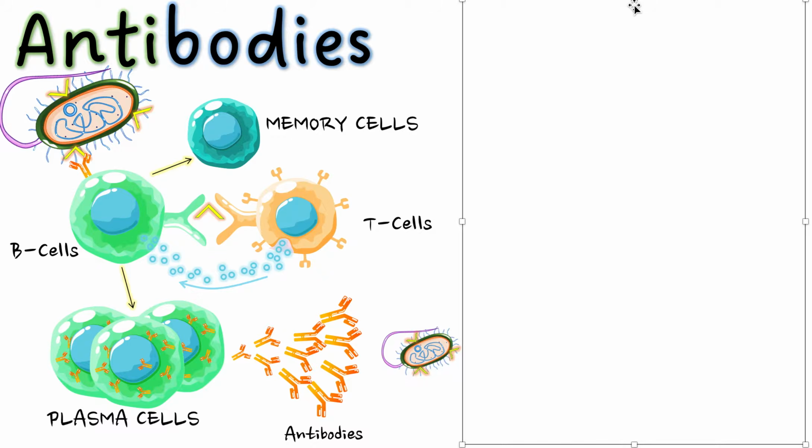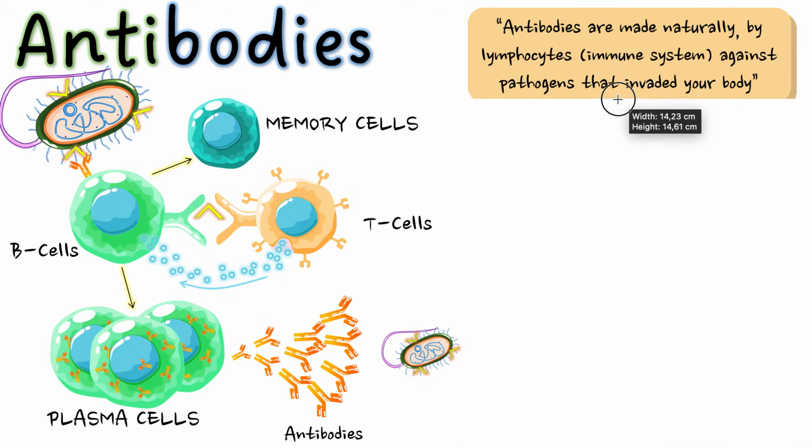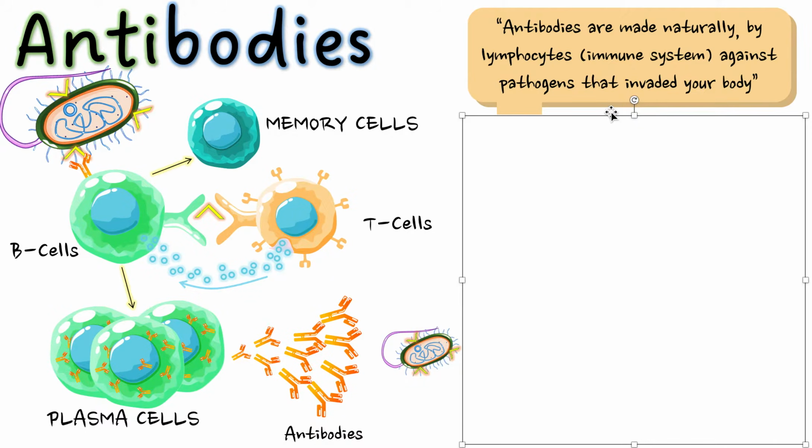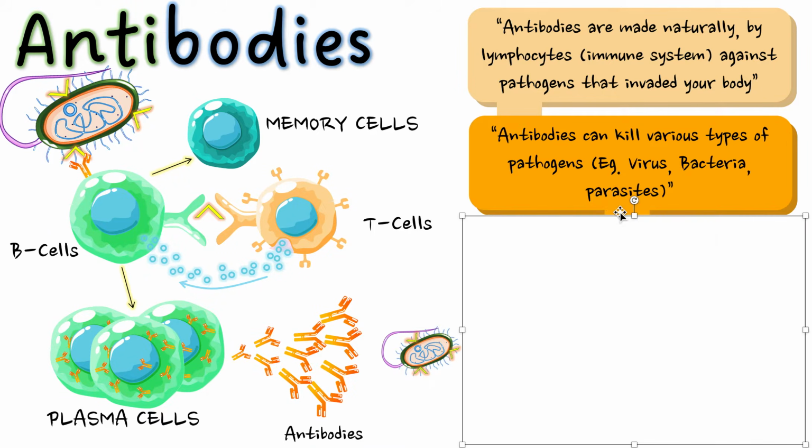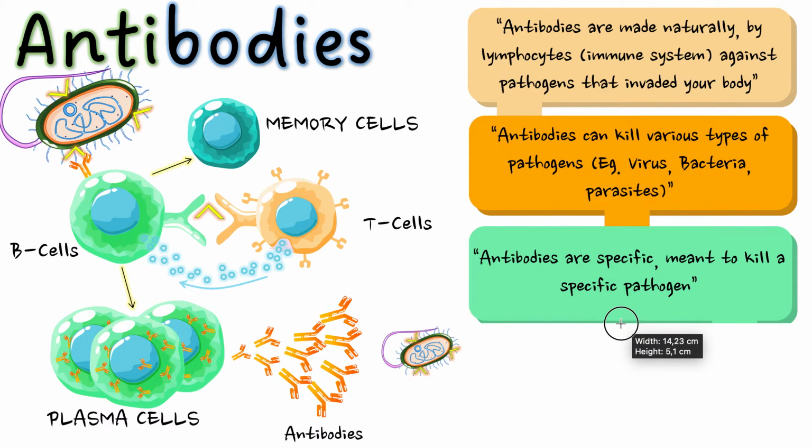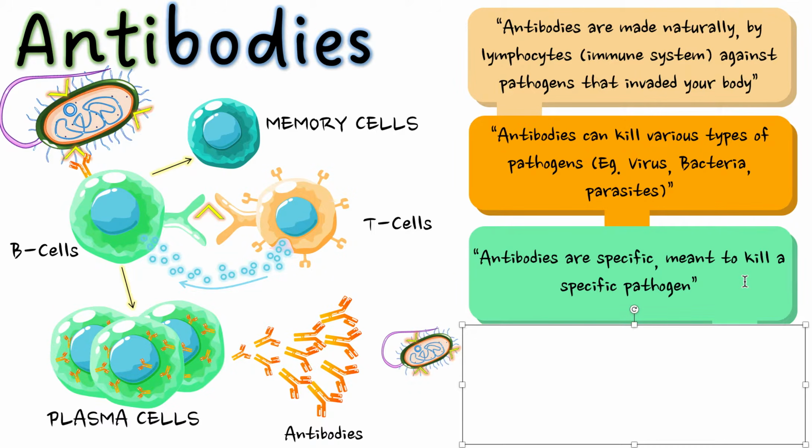I'm going to quickly show you some words here. I just said a bunch of words, but I want to write them down so it's clear and you can remember them far more easily. Antibodies are made naturally by your lymphocytes, your immune system, against pathogens that invaded your body. Antibodies can kill various types of pathogens, as I just mentioned. Antibodies are specific, meant to kill a specific pathogen.